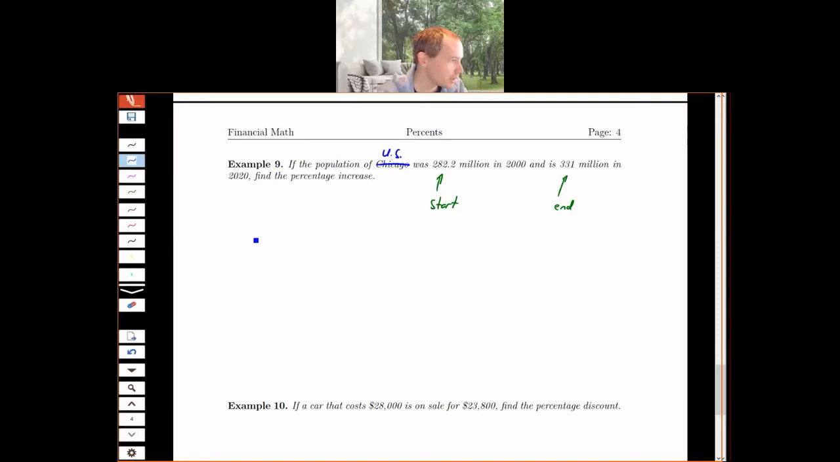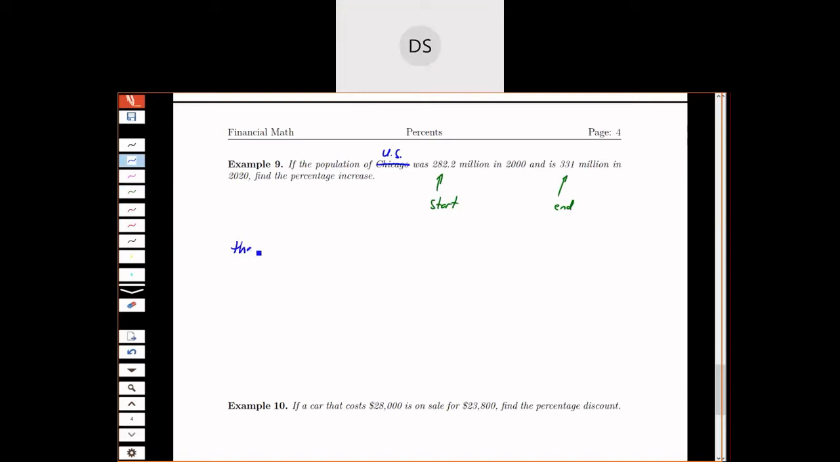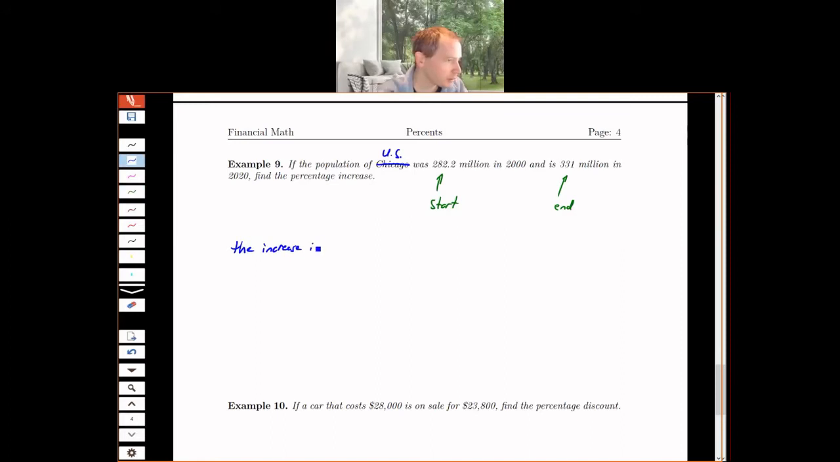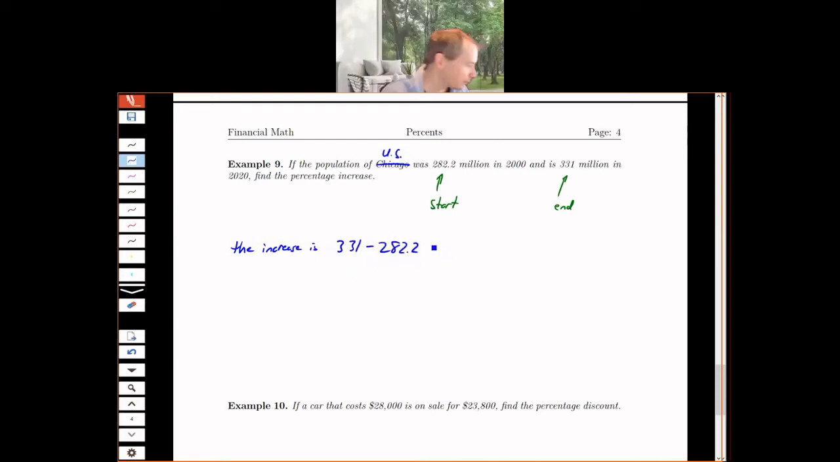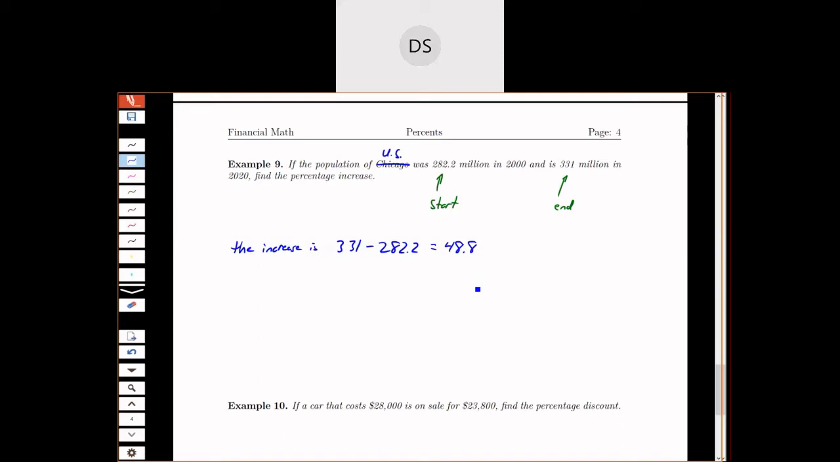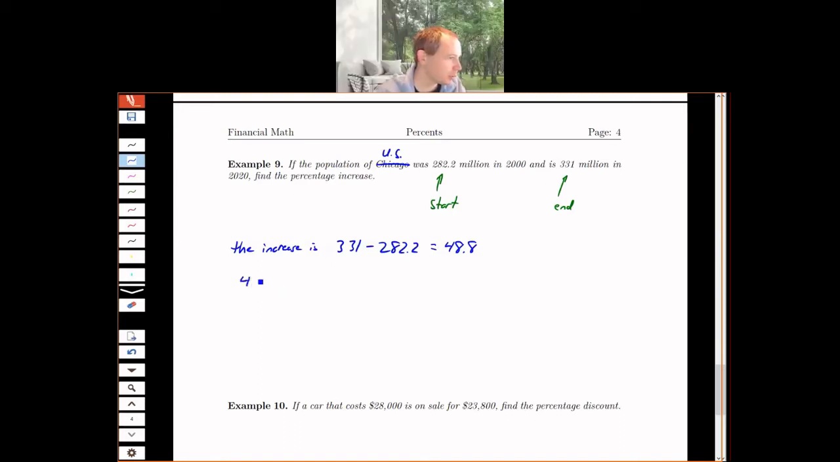Okay. So what we can do is first find the increase. And that's just the difference, 331 minus 282.2. Okay. So when I subtract, I get 48.8, right? Where my units are millions. Okay. And then we want to say, okay, 48.8 is what percent of 282.2 million? Okay.